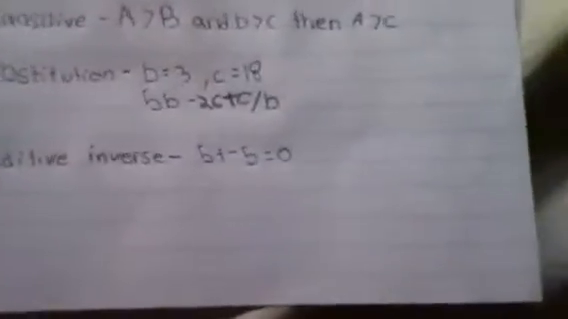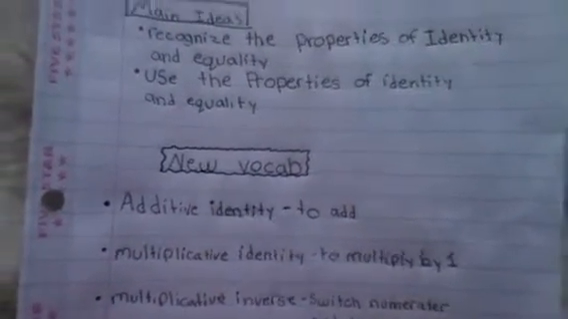Okay? Here let's just have a recap. Additive identity could be to add. Multiplicative identity could be to multiply by 1. Multiplicative inverse is switch numerator and denominator. Don't forget that. Reciprocal could be switch the number upside down. And multiplicative property of 0 could be any number times 0 is 0.